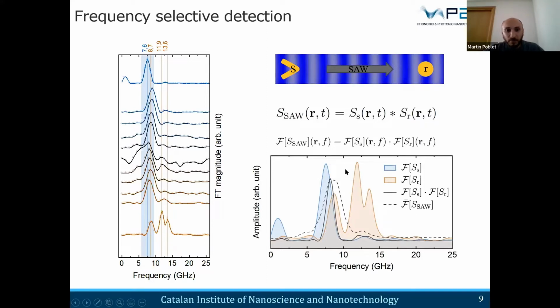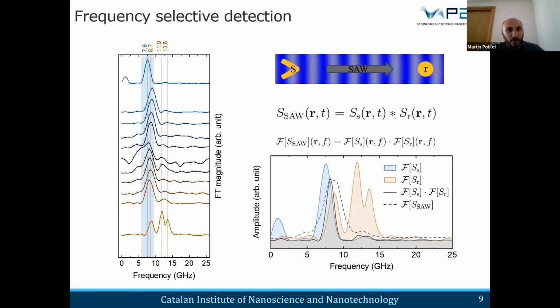Here in this graph, we can see represented the Fourier transform of the optically excited signal for the source and for the receptor in blue and in orange, respectively. And the black solid line is the result of the product between the Fourier transform of each of these previous ones. And the dashed line is the average Fourier transform taken from the acoustically induced signals. And as we can see, we obtained a good agreement with what is proposed.